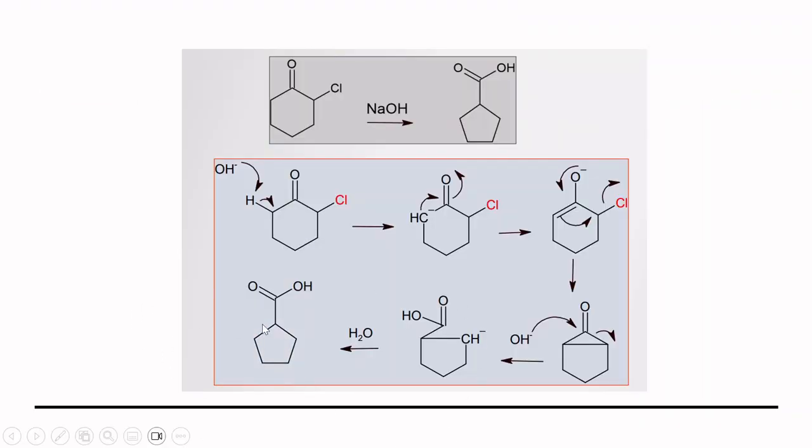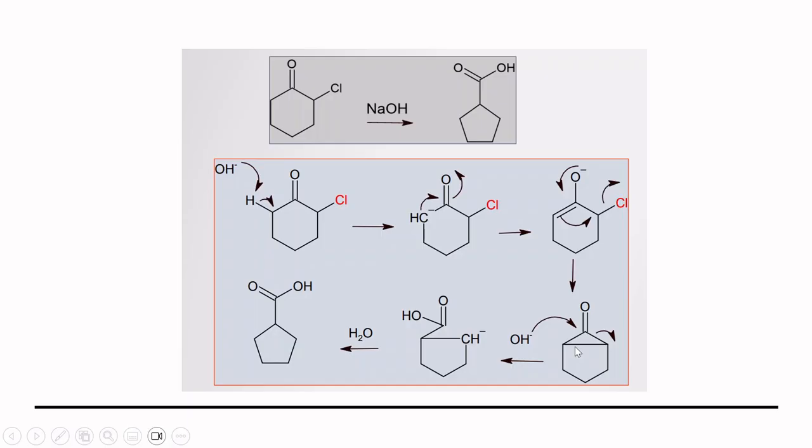So here the mechanism is as follows. First is the abstraction of alpha hydrogen to form the carbanion. The carbanion then forms the enolate. The enolate undergoes cyclization to form cyclopropanone derivative.